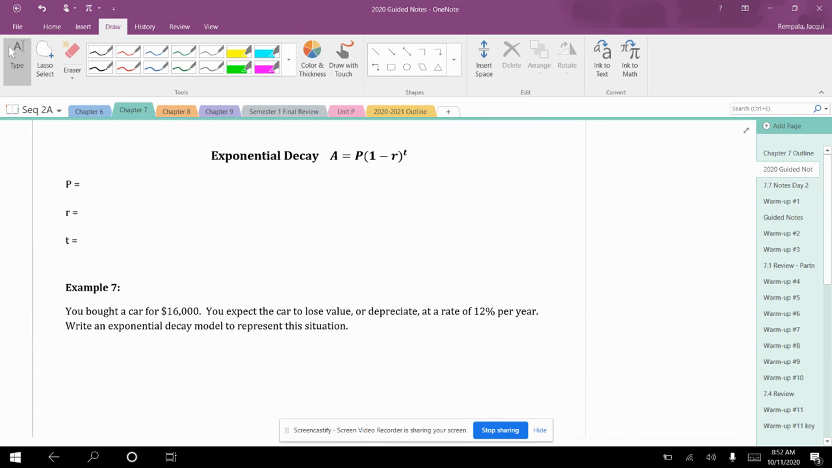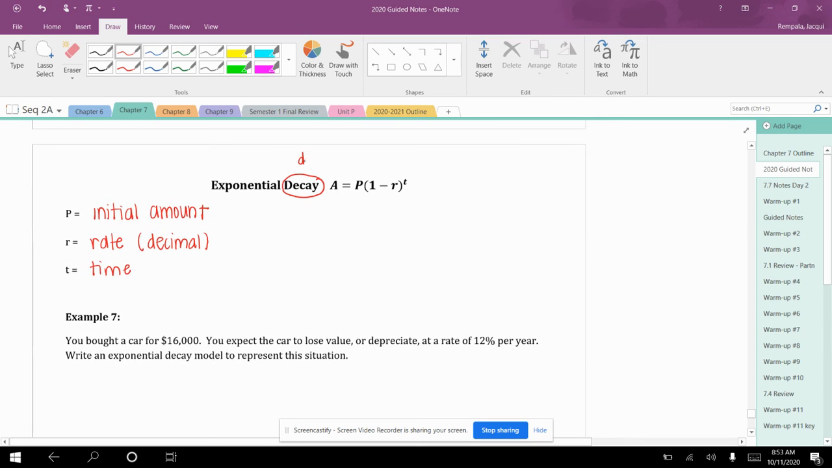Let's go ahead and look at the last model. We're talking exponential decay. That's A equals P times the quantity 1 minus R raised to the power of T. So same variables. We got P as the initial amount, R is our rate, which once again needs to be as a decimal, and then T is representing time. Now, the word decay means that we are losing value. So I'm going to use this when I see the words decrease, depreciate, or obviously the word decay. Those types of words indicate a loss, and that's why we should be ending up with something smaller.